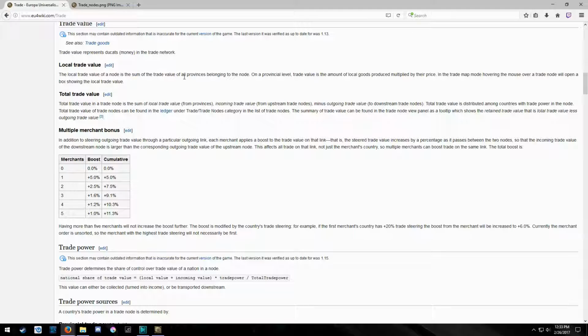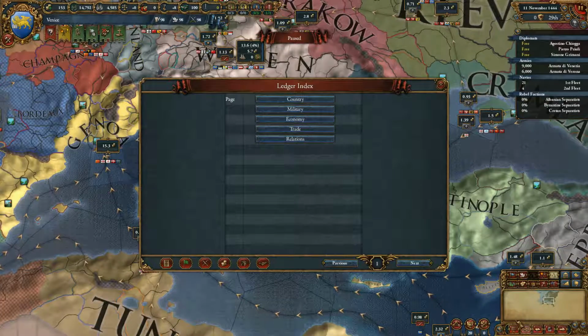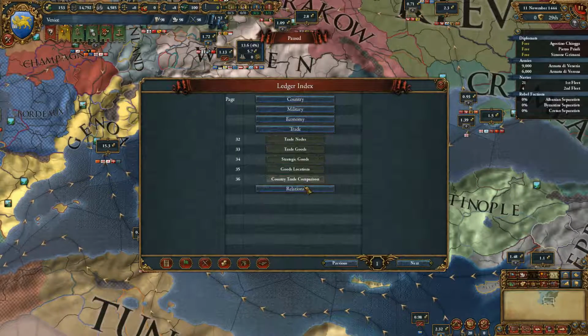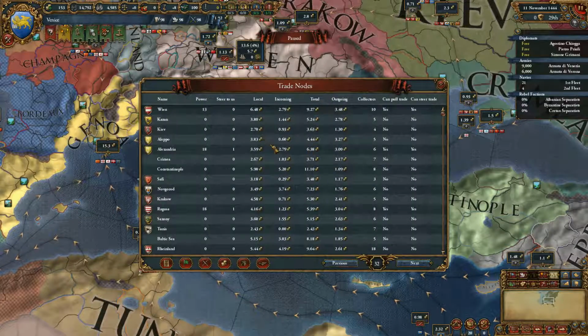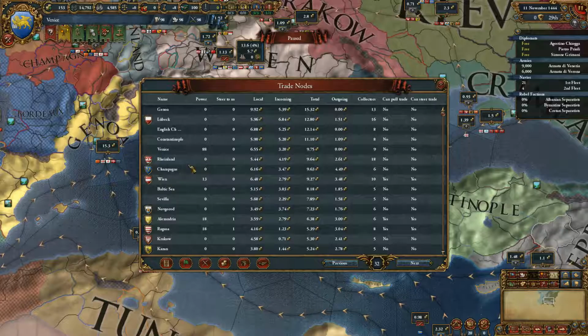Trade value is the sum of all trade value in the province. So total trade value can be found in the ledger. The ledger is this thing right here. Shortcut L. Got your little things here. Trade nodes. You can sort this easily. You can't really sort the other one that easily.